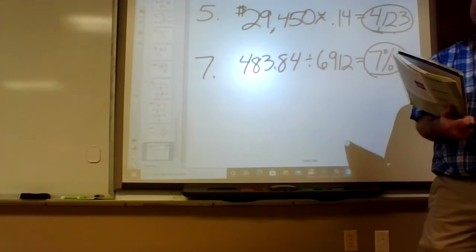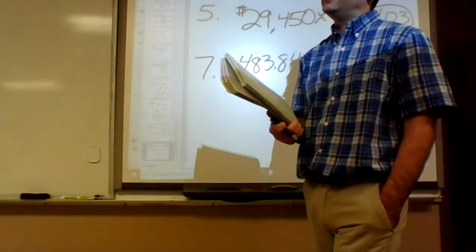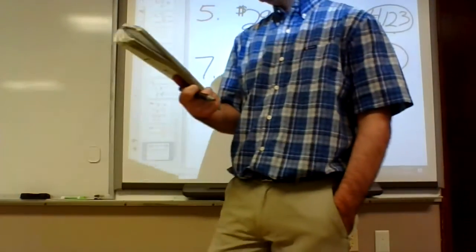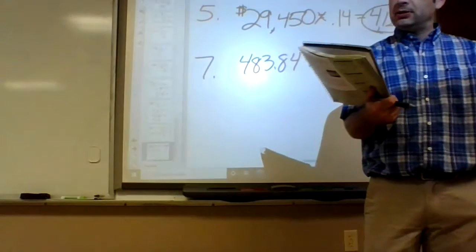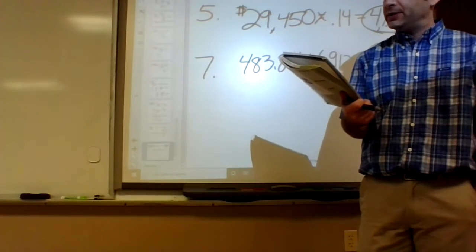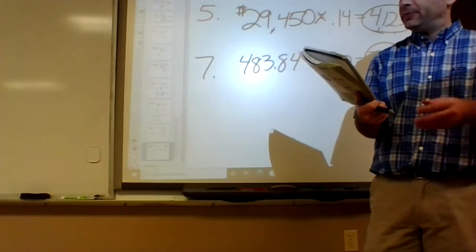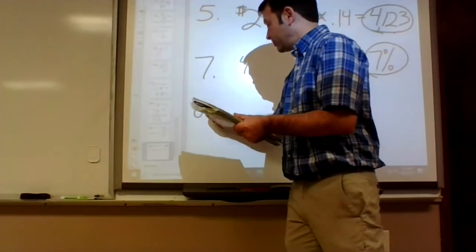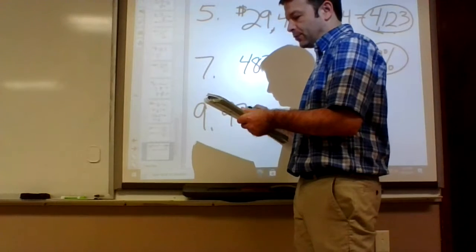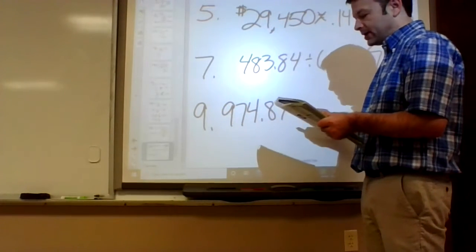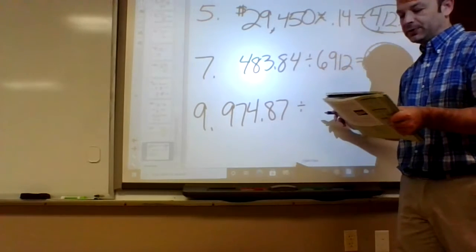So most of these problems are going to be multiply or divide. If you're going forwards, you're probably multiplying. If you're going backwards, you're probably dividing. Number 9. How do I go backwards and find sales? The commission divided by rate. So what are we going to plug in? We're going to plug in 974.87, the commission, divided by, you guys tell me on this one.